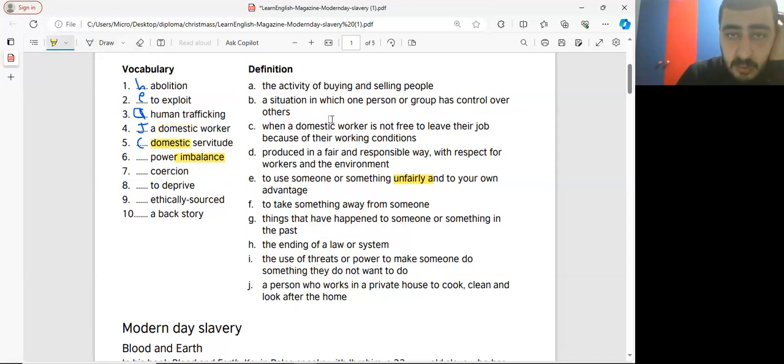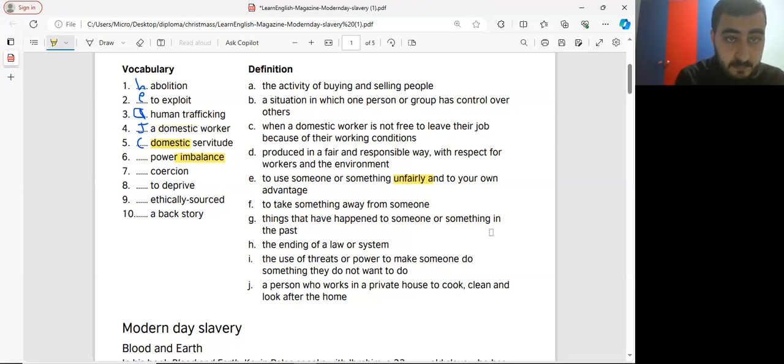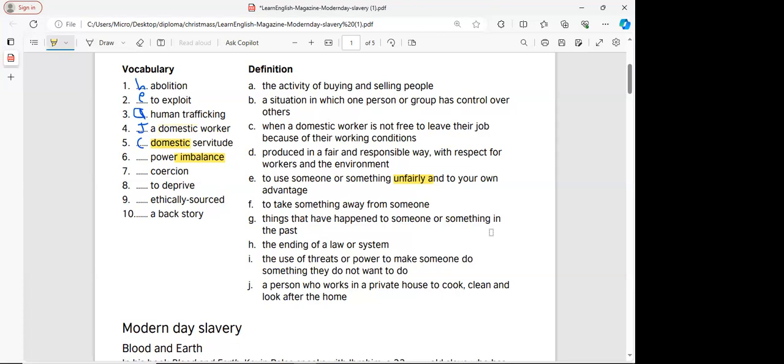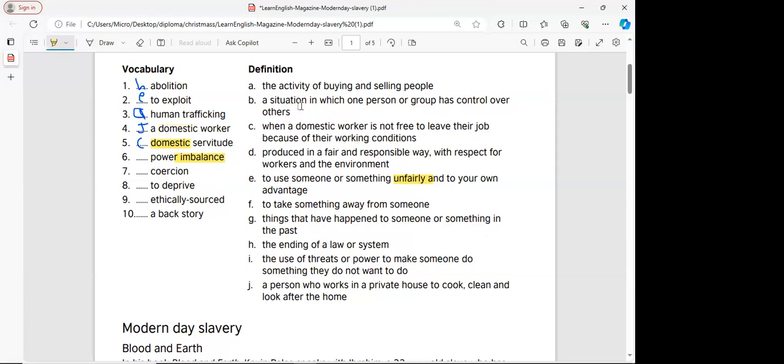Okay, maybe B too. Maybe B. Did you read B? B, a situation in which one person or a group has control over others. Could it be this? I think, I don't know. Okay, so an imbalance in power. Yes. I think it's B.